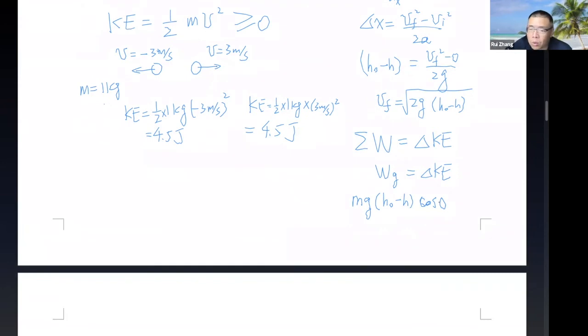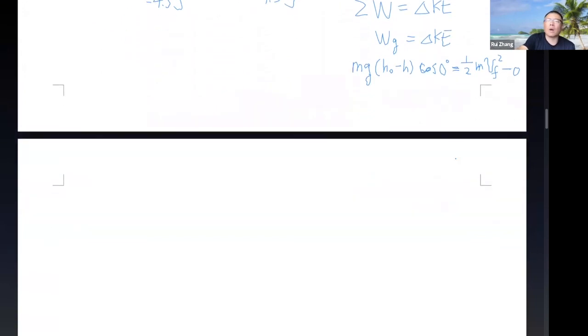And that equals delta KE, which we can write as 1/2 m vf squared minus 0, because initial kinetic energy is simply 0. It's 1/2 m vi squared, and vi is 0. So that's going to be our formula for this specific problem. Now cosine 0 is 1.